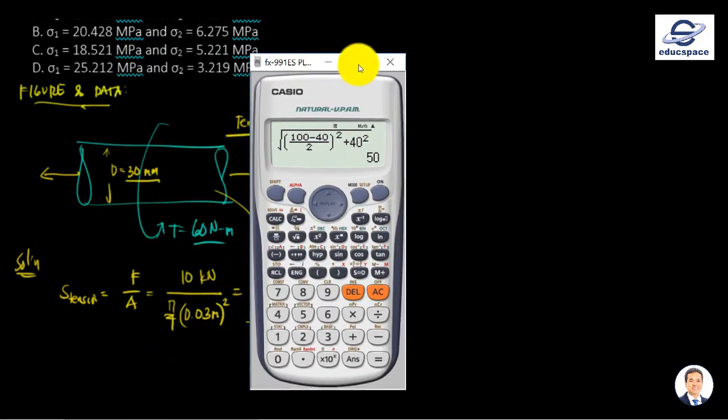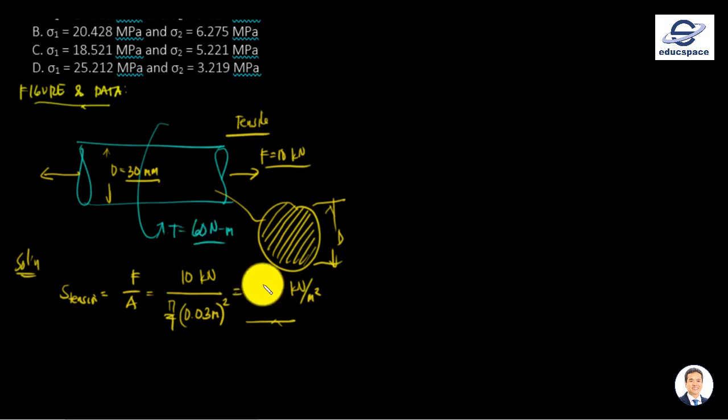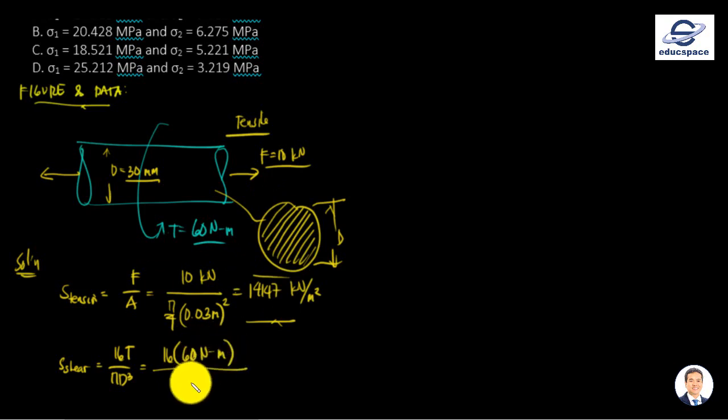So, to calculate, we have 10 divided by pi over 4, and then multiplied by 0.03 squared, equal sign, 14147 kilonewtons per meter squared. And then for the shearing stress, using the basic relationship, pagka meron tayong torque, we have 16T over pi d cubed. Alright, so 16 multiplied by the torque value, which is 60 newton meter, tapos meron tayong pi, again 0.03 cubed, equal sign.